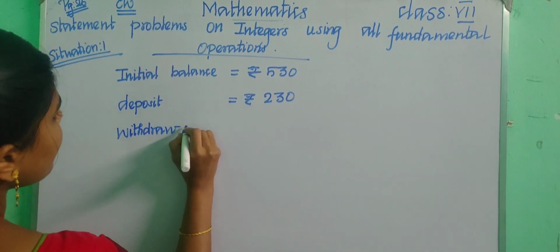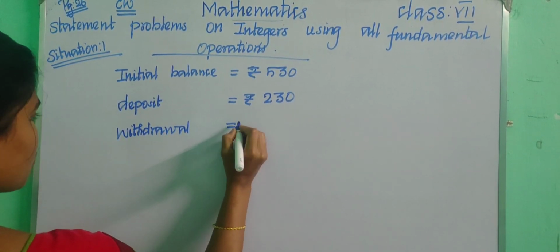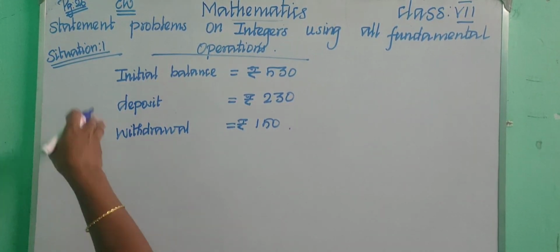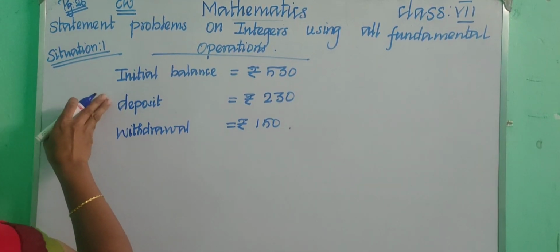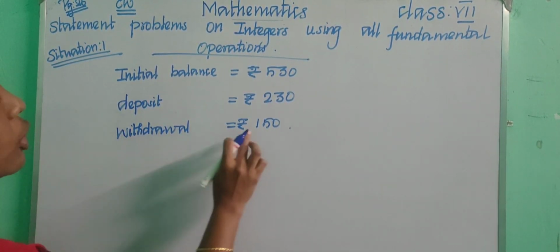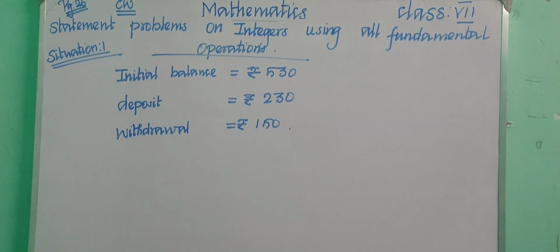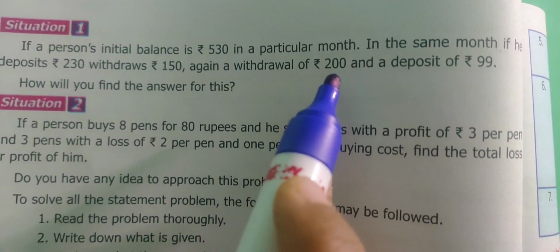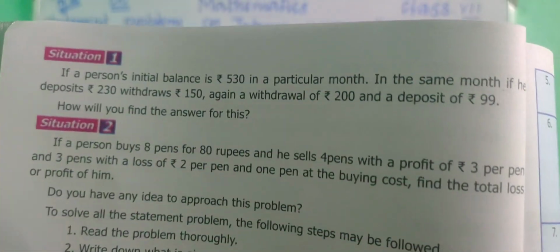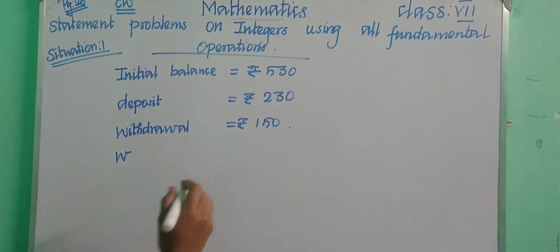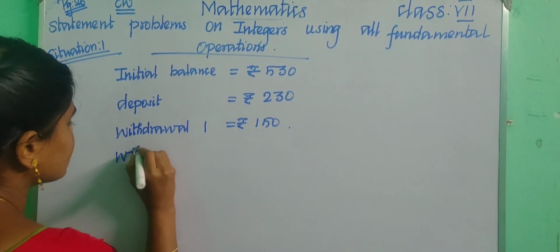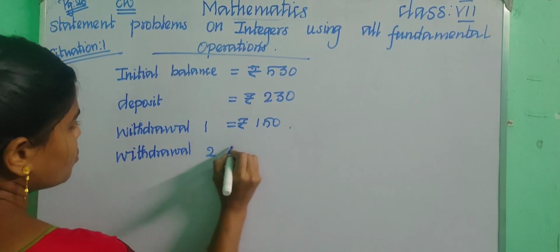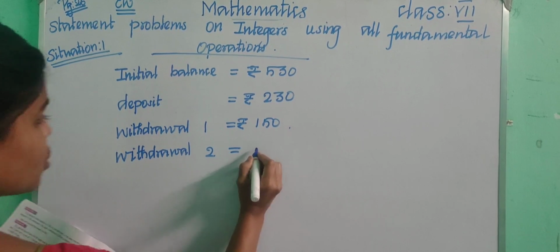What does withdraw mean? Withdrawal is rupees 150. Withdrawal means he had deposited money in the bank, and from that he has taken rupees 150. Let us read. Again, a withdrawal of rupees 200. Again he is withdrawing rupees 200. So we can write this as withdrawal 1 and this as withdrawal 2. How much did he withdraw? Rupees 200.